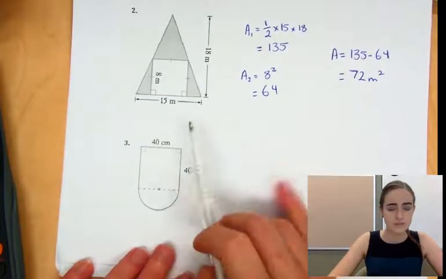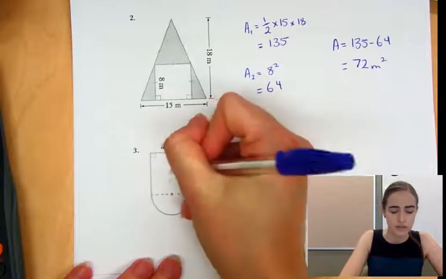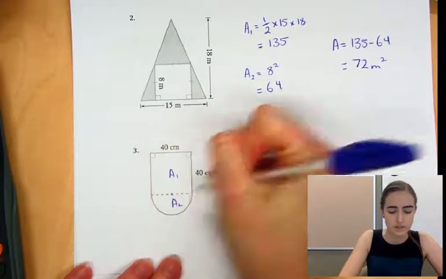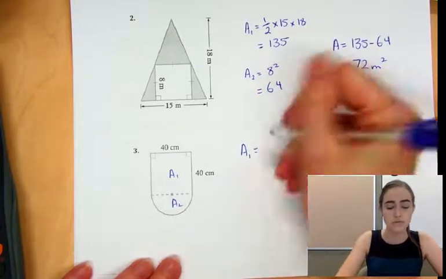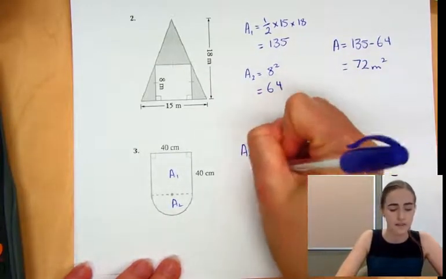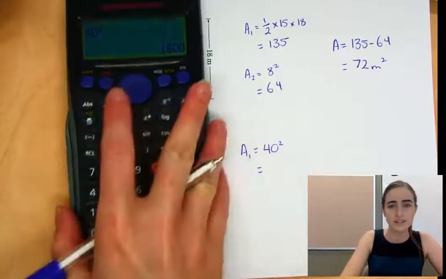All right, our last one, we've got this square on the top and then a semicircle down the bottom. So that's our area 1, area 2. So the area of our square would be 40 times 40, or 40 squared, which would give us 1,600.